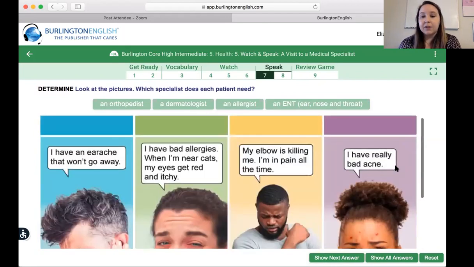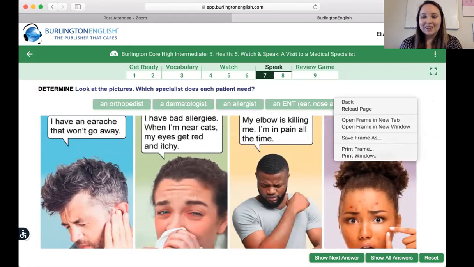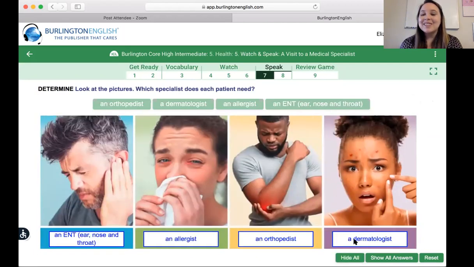And the last one, she says, I have really bad acne. Acne, just like you see, like that. So which of these people should she go to? So this one is the dermatologist, someone who takes care of your skin.